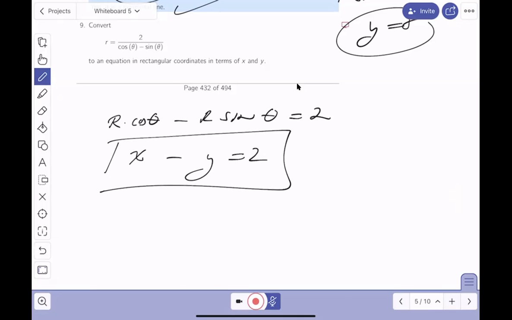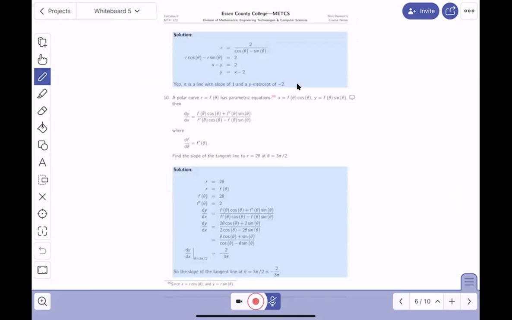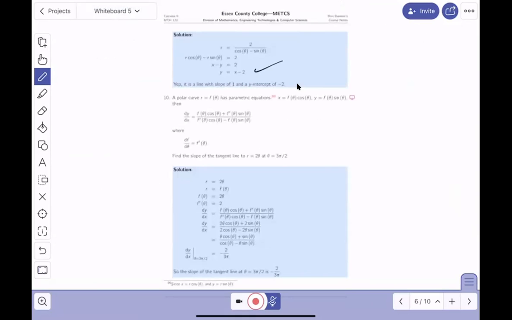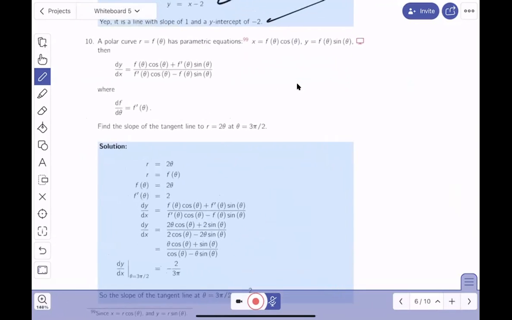All right, let's go to the next page, see if we got it right. And I guess they solved it, right? So what did they solve it for? Well, that'll be y equals x minus 2. They just solved it. All right, it's a line, slope of 1, y-intercept of minus 2. Fairly simple. All right, number 10, we're starting to get into the calculus.